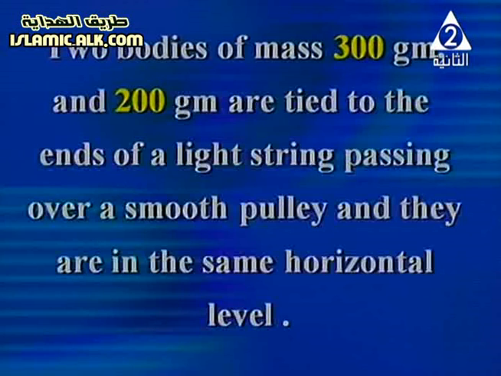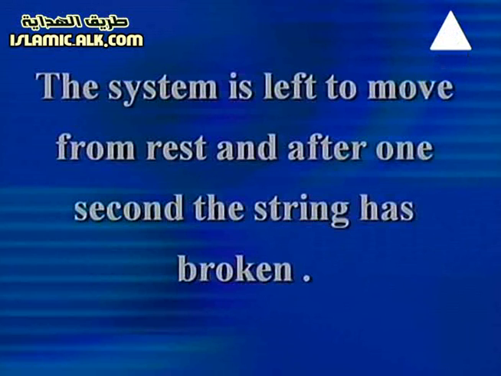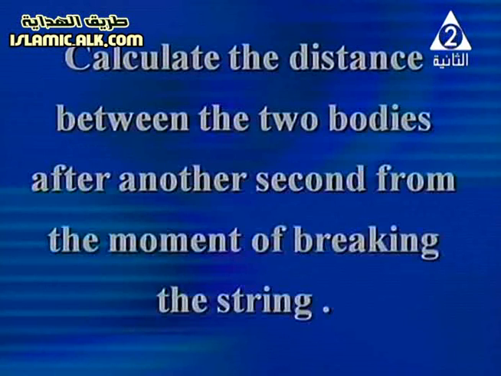Two bodies of mass 300 gram and 200 gram are tied to the ends of a light string passing over a smooth pulley, and they are at the same horizontal level. The system is left to move from rest, and after 1 second the string has broken. Remember, the string has broken or been cut. Calculate the distance between the two bodies after another second from the moment of breaking the string.